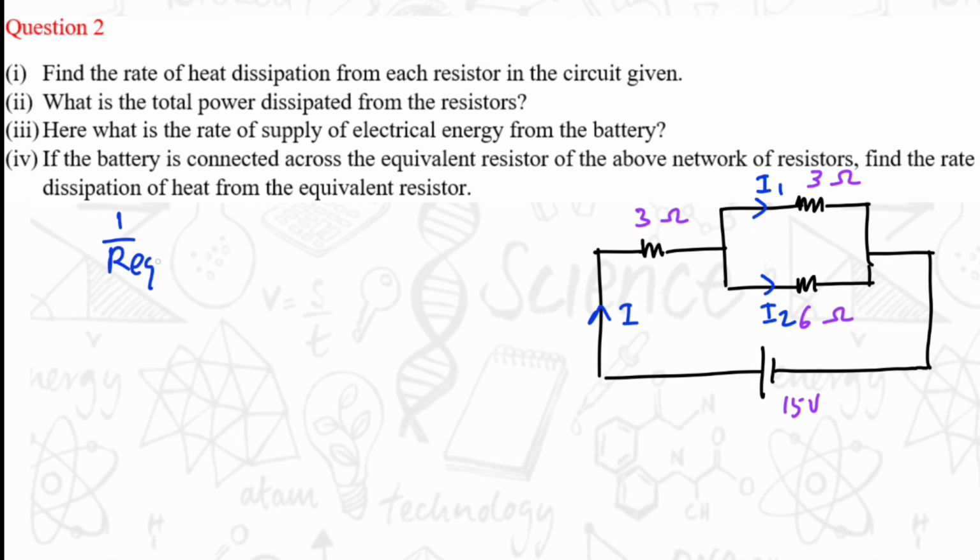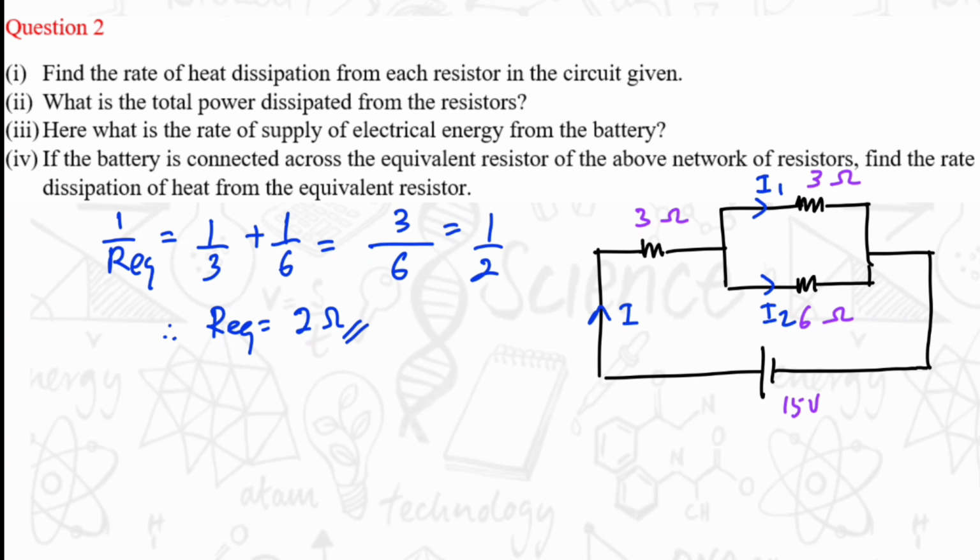So 1 over Req is equal to 1 over 3 plus 1 over 6, and we will get 3 over 6, that is 1 over 2. Therefore, Req is equal to 2 ohms. That is the total resistance of this part. Then we have a 3 ohm resistor along with the 2 ohm resistor. So we will get an equivalent resistance of 5 ohms.